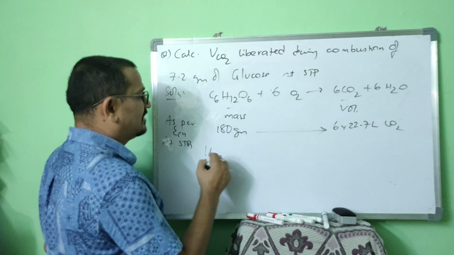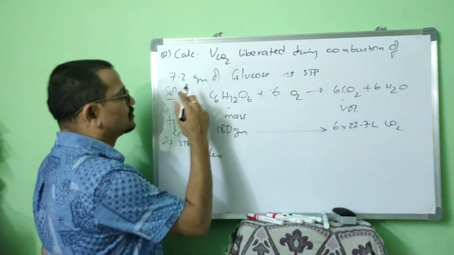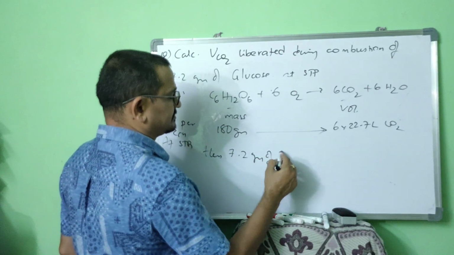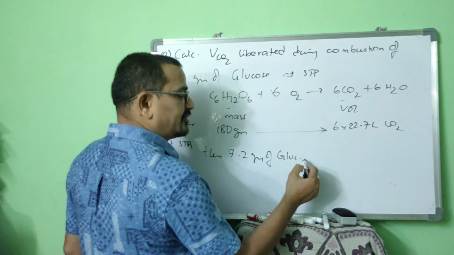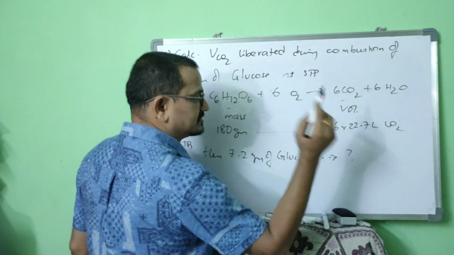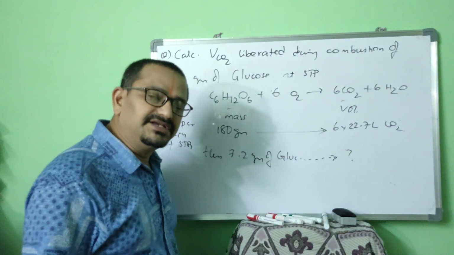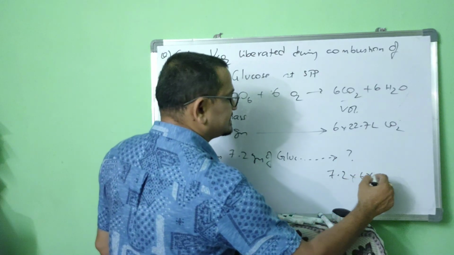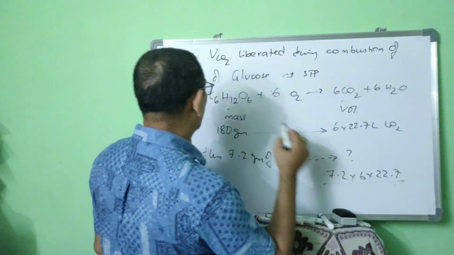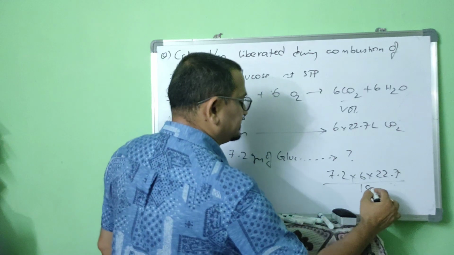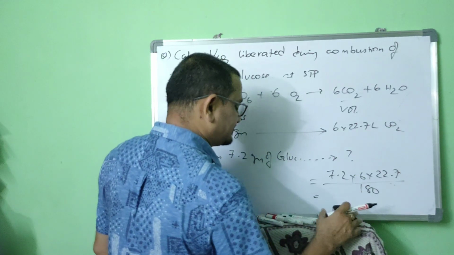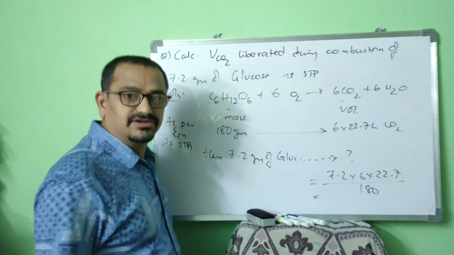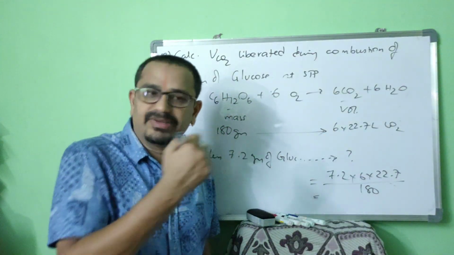Then we have to calculate for what mass of glucose: 7.2 grams. 7.2 grams of glucose on combustion gives how many liters of CO2? Crisscross: 7.2 into 6 into 22.7 over 180. So this will give us the volume of CO2 liberated during combustion. You need to follow step by step.